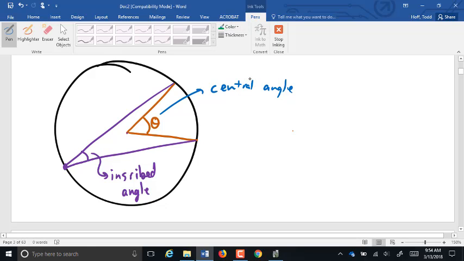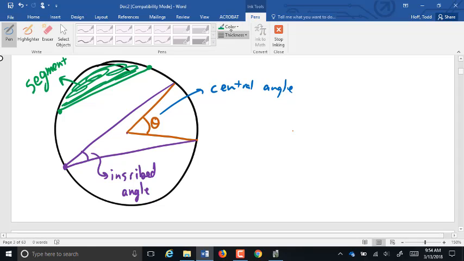Other features we want to make sure that we understand. When we had that chord, the area between the chord and the outside edge of the circle is called what? Anybody remember? Segment. That is a segment.